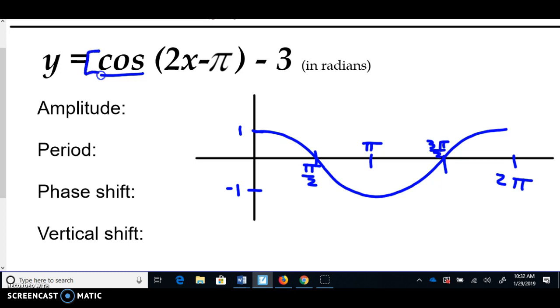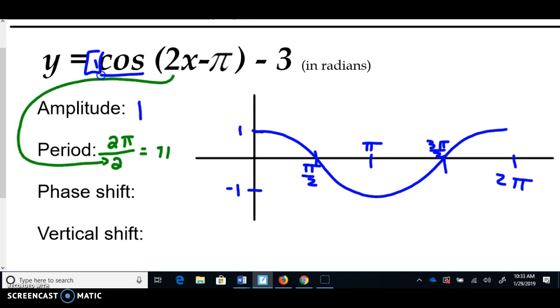Amplitude is your vertical stretch, but that is at 1, so there is no vertical stretch. We are not stretching it vertically at all like we have done in the previous examples. The period length is your normal period, and again, in radians, the normal period, 2 pi, divided by that coefficient, which is pi.